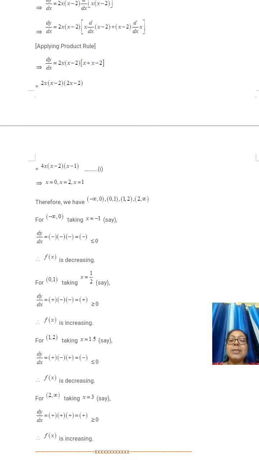For minus infinity to 0, if we consider x equal to minus 1 and put this value in f'(x): 4 into minus 1 is minus 4, minus 1 minus 2 is minus 3, minus 4 into minus 3 is plus 12, then minus 1 minus 1 is minus 2, that gives minus 24. It is less than 0, so f(x) is decreasing.